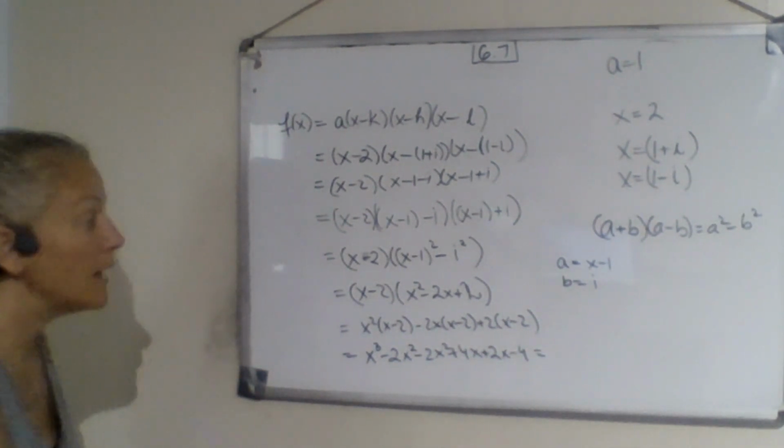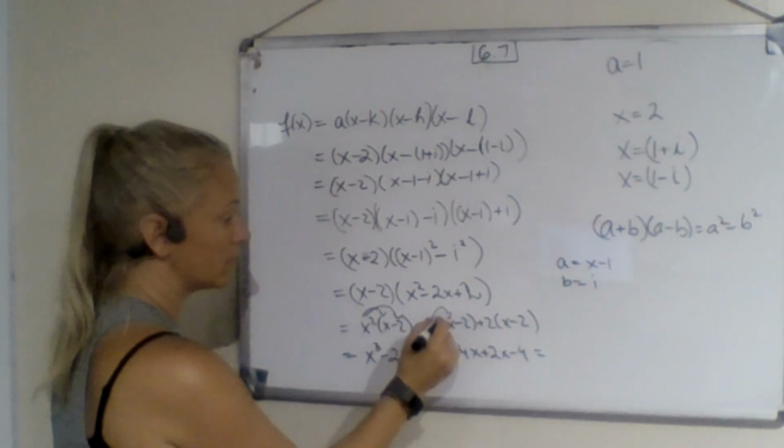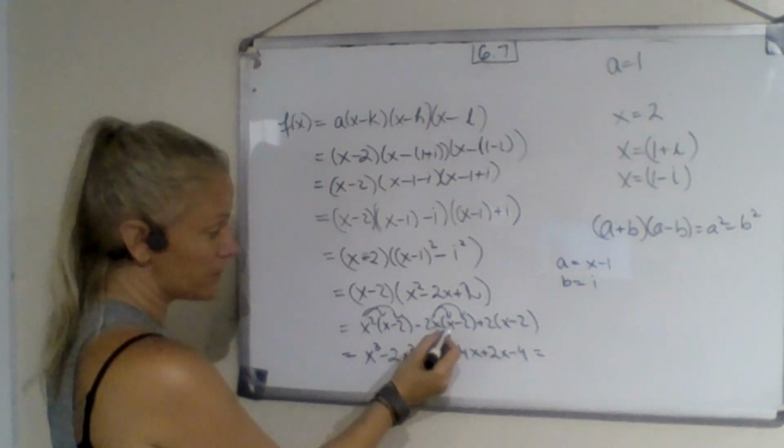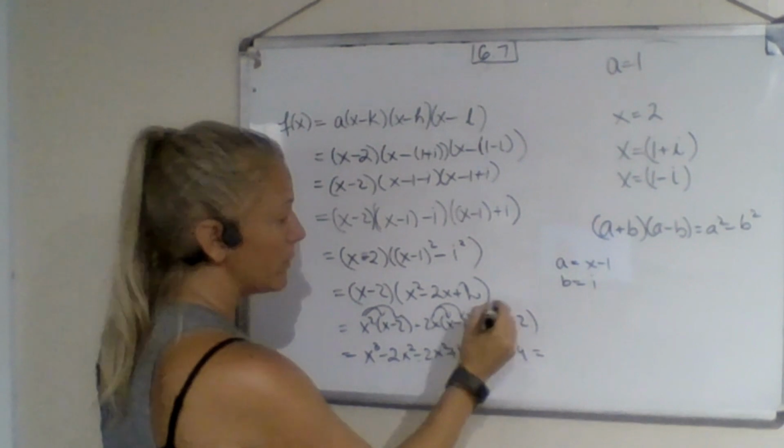And the last thing, and remember, I did this really fast. What am I doing? I'm distributing, right? Negative times a positive, a negative. Negative times a negative, a positive. Right? We always pay attention to signs.